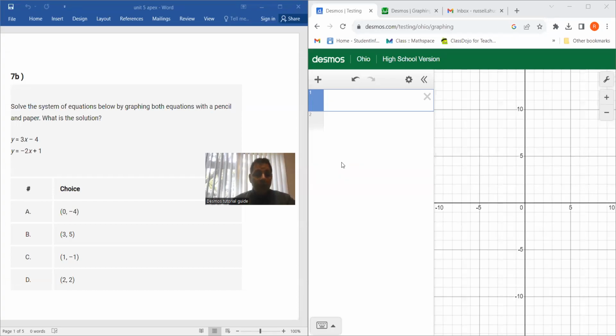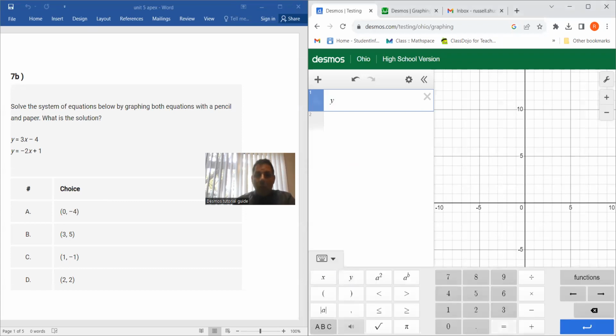So as you do Unit 5 in Algebra 1, you are going to love Desmos. It's so different than the way we had to do it before graphing calculators were around. Now, it says solve this with pencil and paper. Believe me, you're not going to want to do that. You have Desmos. So we're going to type in the equation y equals 3x minus 4.